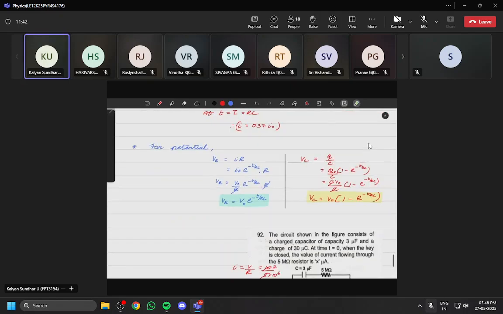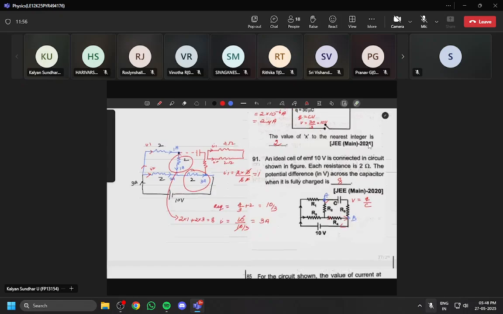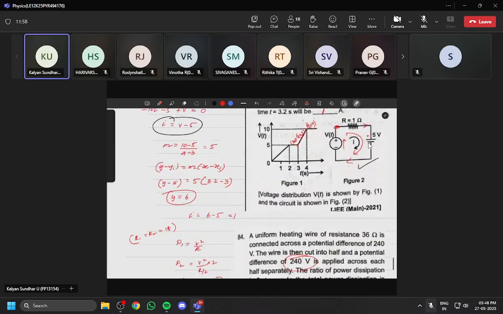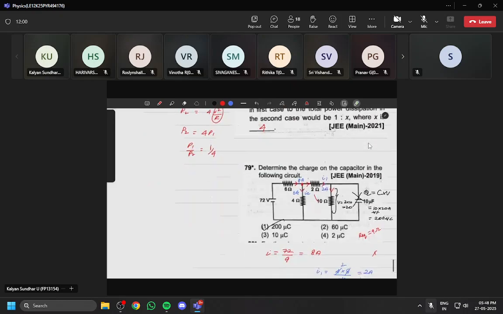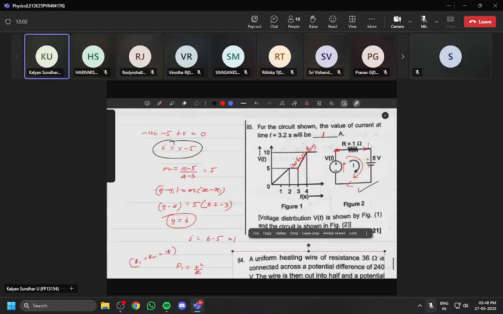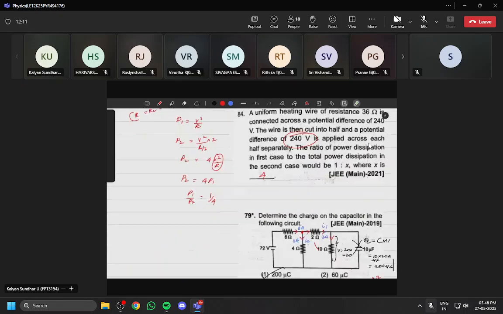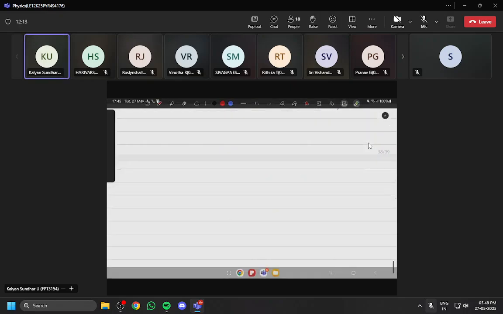And next one is for the potential. Potential across, now two potentials are created. One is across the resistor and the other is across the capacitor. This is only in the case of charging of a capacitor. And we have solved a few questions based upon this. What happens at steady state, and at some point t, what will be the current? If t is equal to 3.2 seconds, what will be the current? We are going to do this with the help of the graph as well as the diagram. So next one is about the discharging of a capacitor.